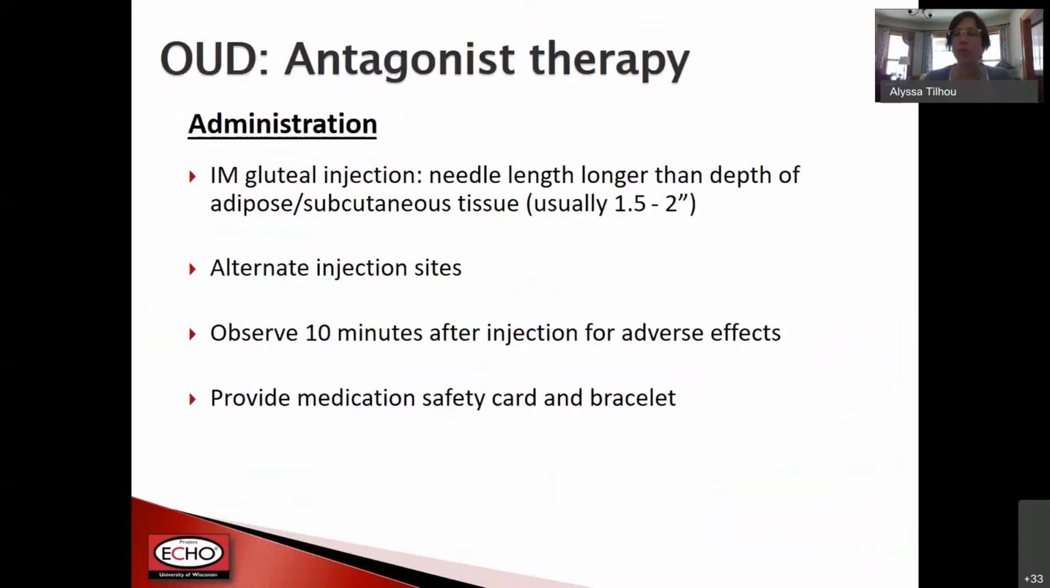So just a few more details. It's a gluteal injection. You want to make sure the needle is longer than the depth of the adipose and sub-Q together. Usually a needle that's 1.5 inches or 2 inches in length is adequate. You want to alternate injection sites between injections and then observe for 10 minutes after injection for any adverse effects, either a local reaction, hypersensitivity, or withdrawal. You should be giving all of these patients medication safety cards and a bracelet so that in the case of an emergency and the patient is unresponsive, providers are aware that the patient is on antagonist therapy.